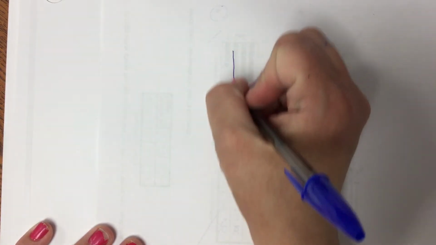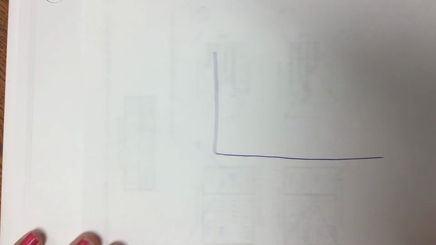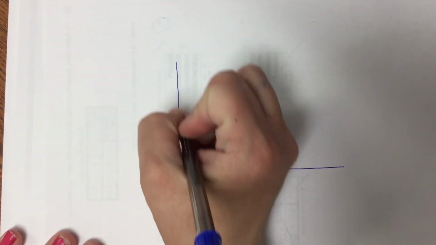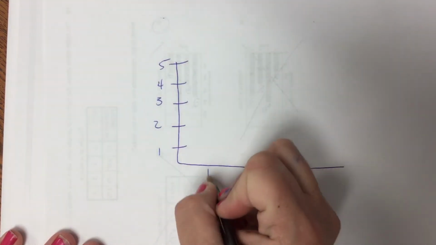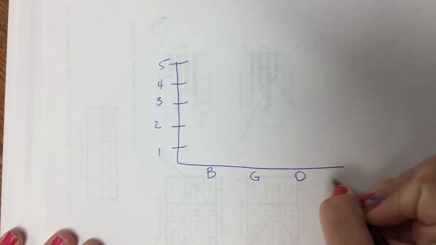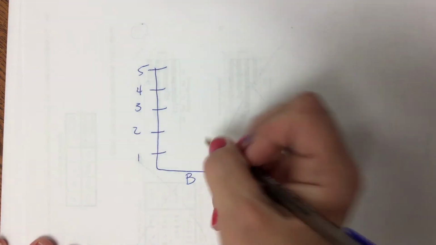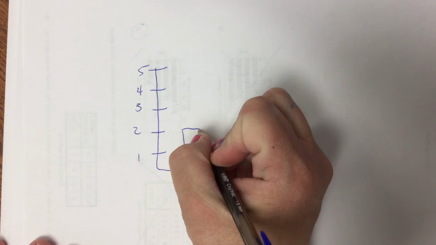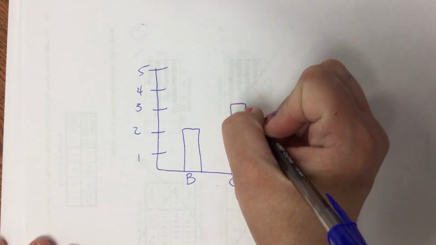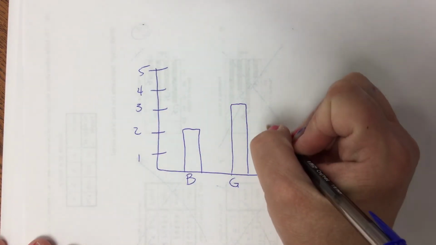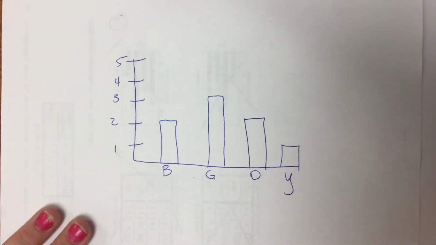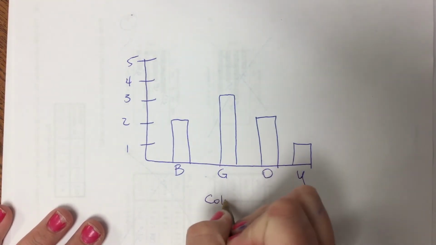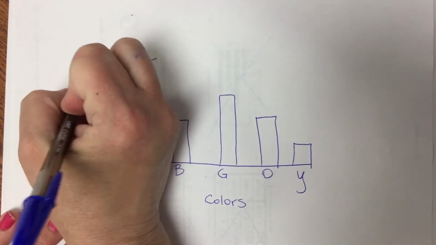Okay, so graphing with a bar graph is just like what you've done a million times before. Say you've made a color chart and you asked people's favorite colors. Okay, and over here you've got 1, 2, 3, 4, 5 people, and you said blue, green, orange, and yellow. And say 2 people liked blue, 3 people liked green, 2 people liked orange, and only 1 person liked yellow. So that would be your bar graph. Okay, colors, number of people.